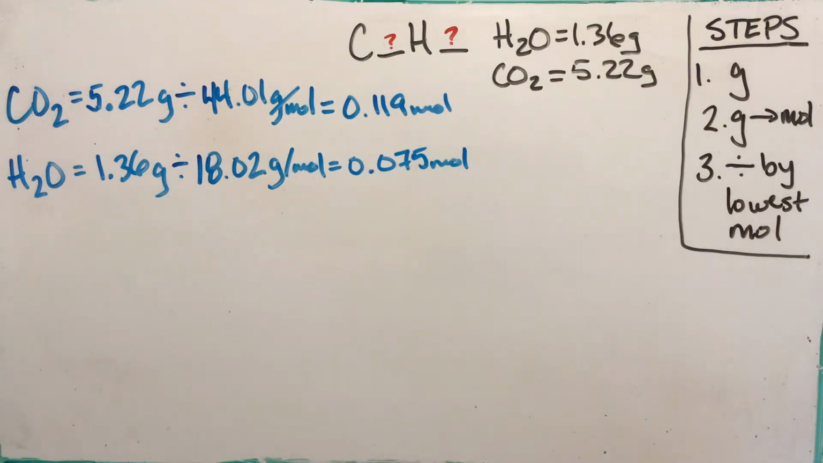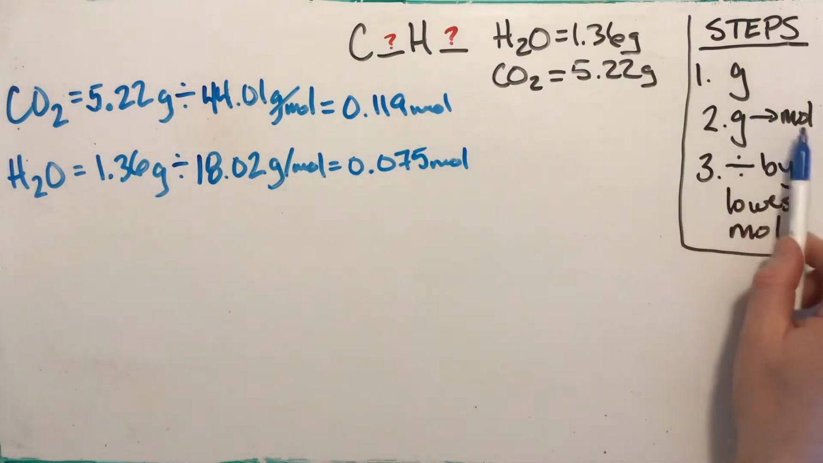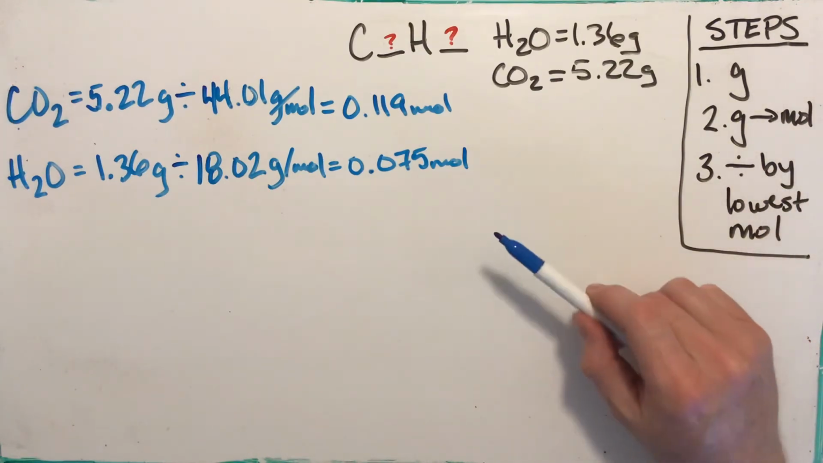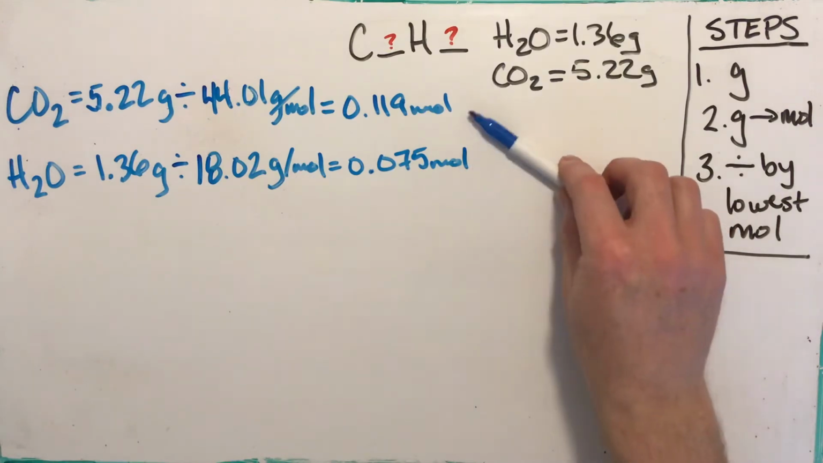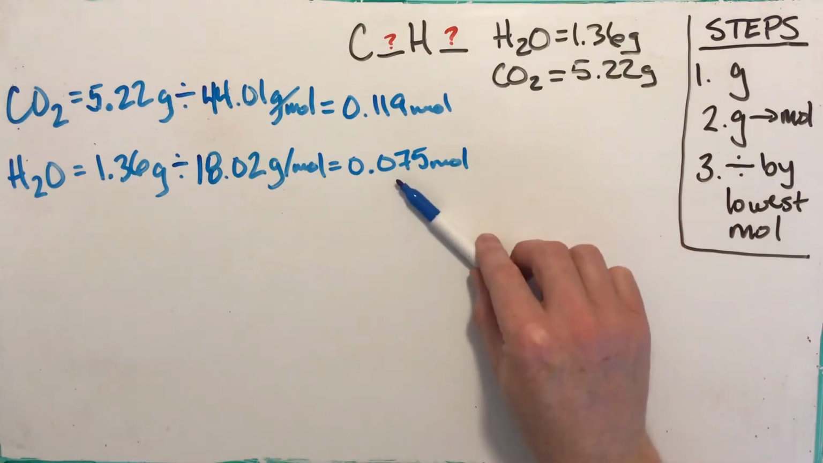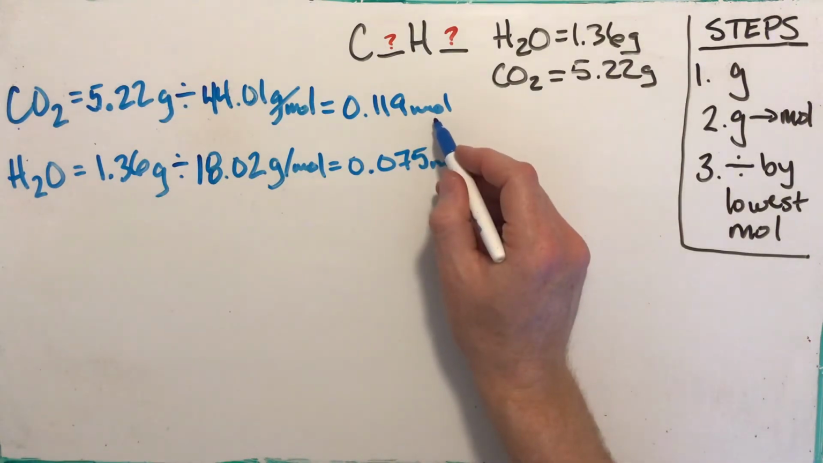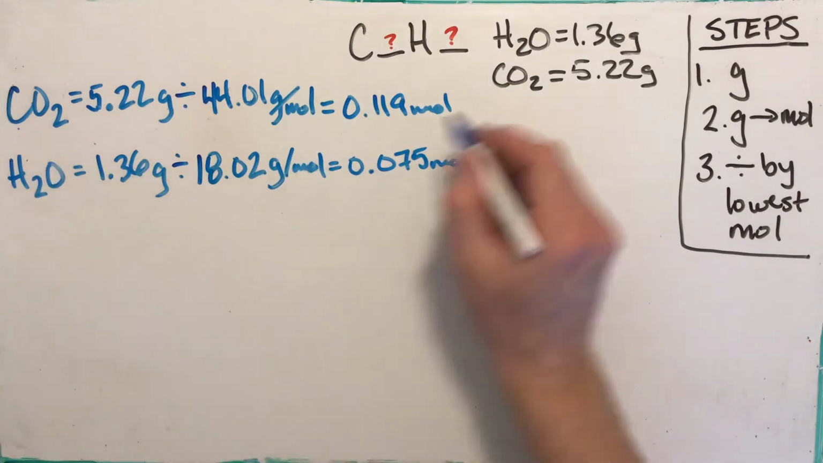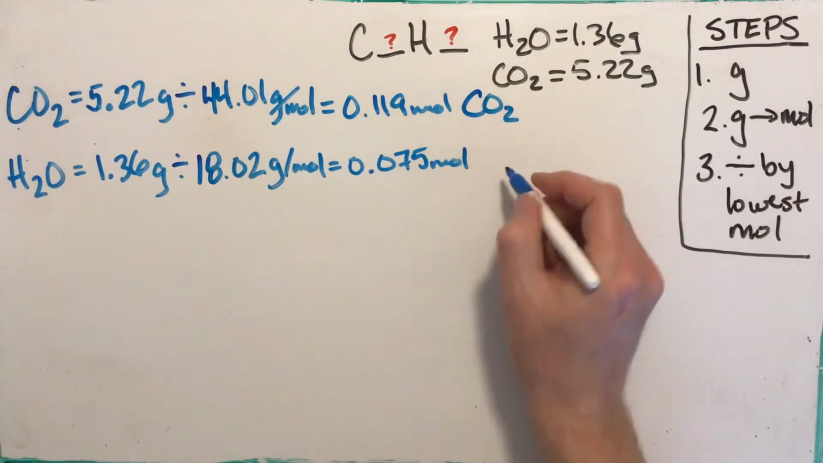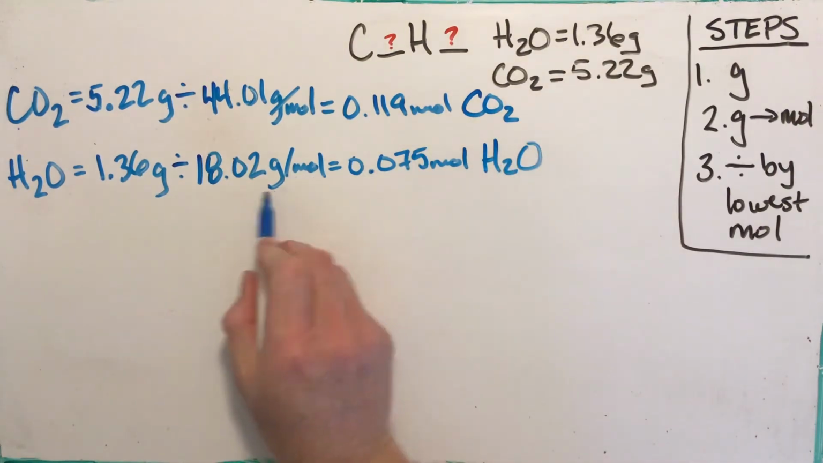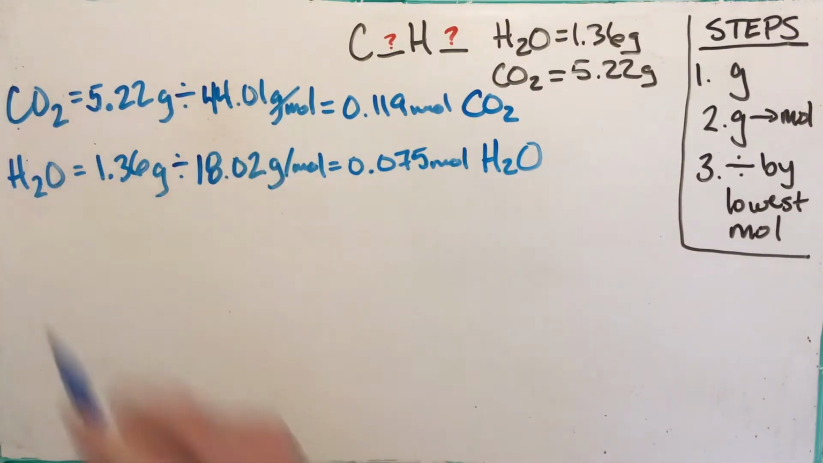Now again, I had masses, I changed them into moles. But my moles here are not of carbon and hydrogen. So we're used to just dividing now by our lowest mole number. So we divide by this. But we can't do that here. And the reason for this is that these are moles of CO2, and this is moles of water. The molar mass we use is for water. The molar mass we use here is for carbon dioxide.